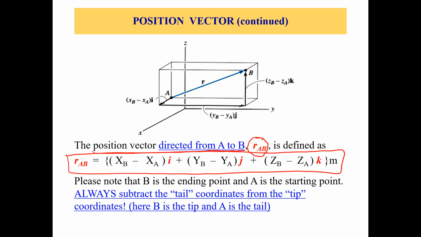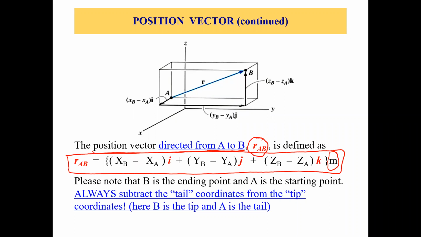As we already discussed, R sub AB equals (XB minus XA) times I plus (YB minus YA) times J plus (ZB minus ZA) times K. And of course, we have units, because everything is in meters, or feet, or inches, according to the system. Please note that B is the ending point and A is the starting point.